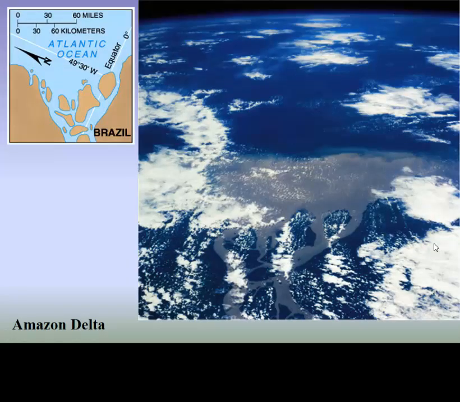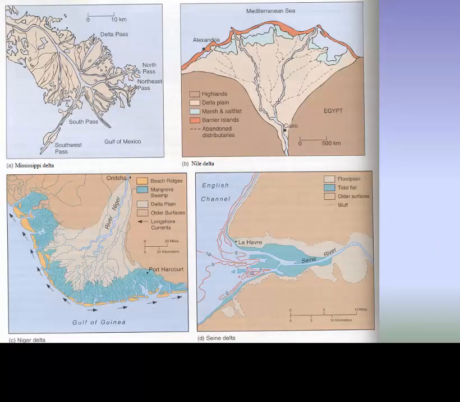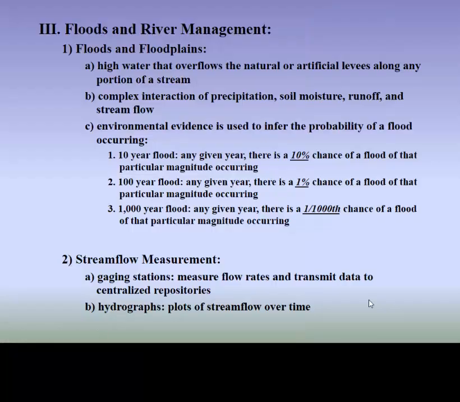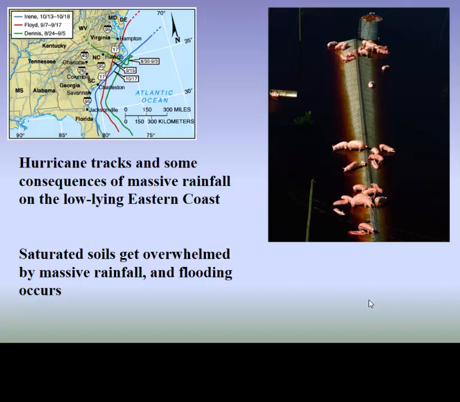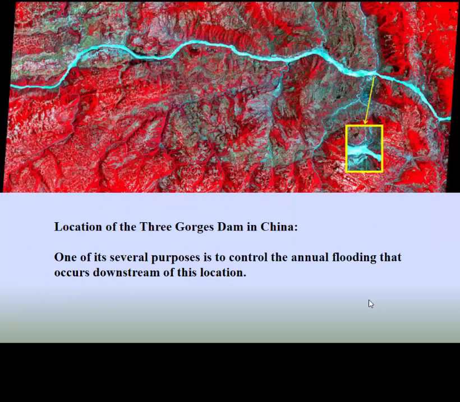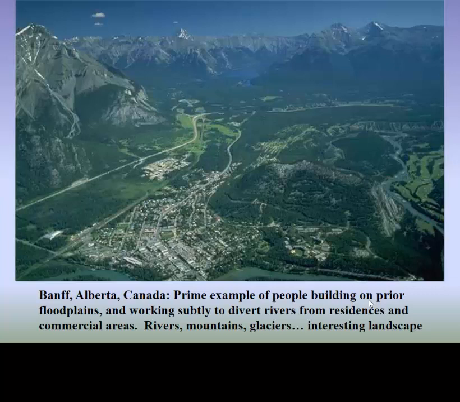This is the Amazon. And then you can see another one here. This is in Egypt. This is the Nile. This is the Niger off the coast of Western Africa. And this is the Seine River in France. These just talk about some of the measurements to express these. Three Gorges Dam. This was a big project in the early 2000s in China. And you can see people building in kind of these floodplains right here.